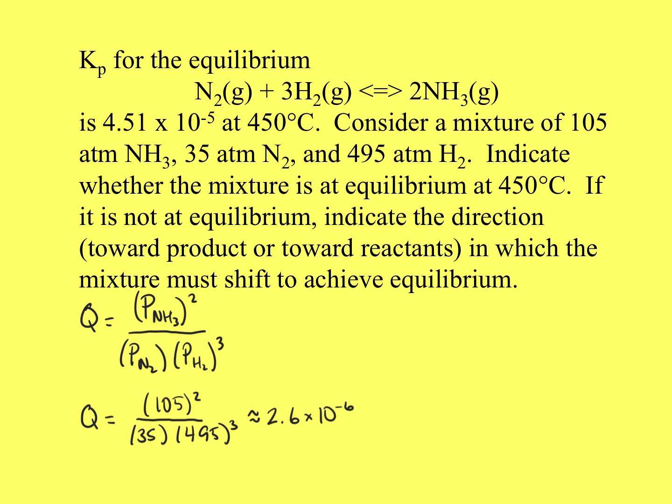And let's compare that value of Q to the value of Kp. And you notice that Q is less than Kp. So we can therefore say the system is not at equilibrium. And as I said in the earlier slide, because Q is too low and you want to increase its value so that it reaches the value of K, you would need to increase the numerator, which would mean that more products will form.